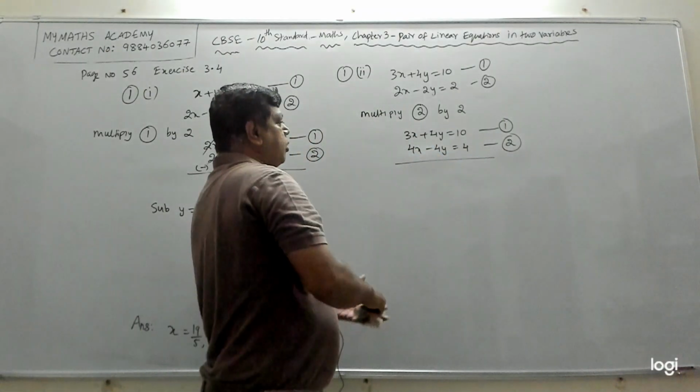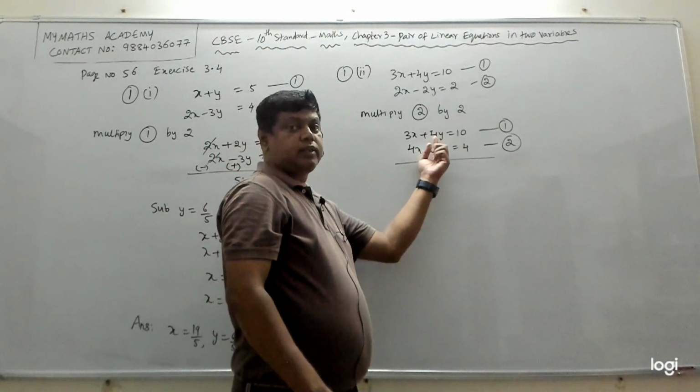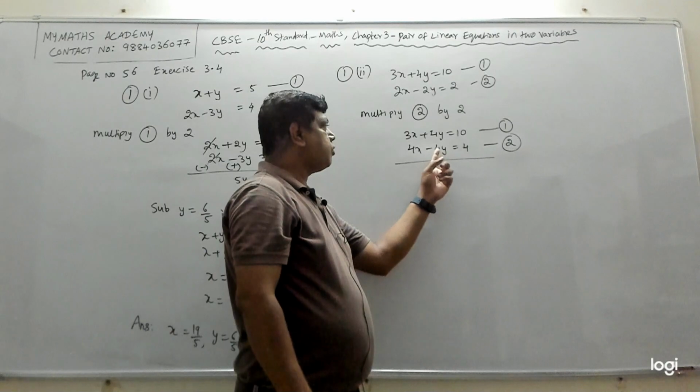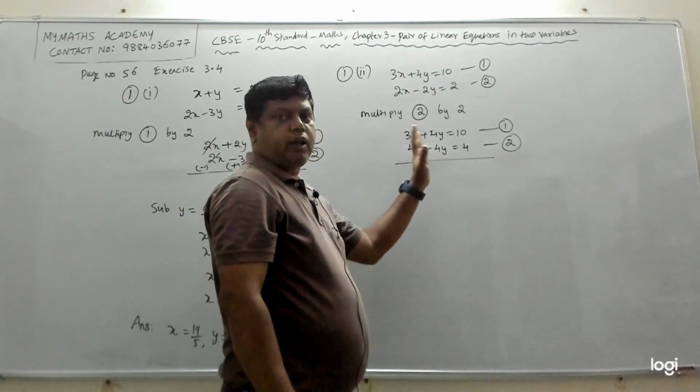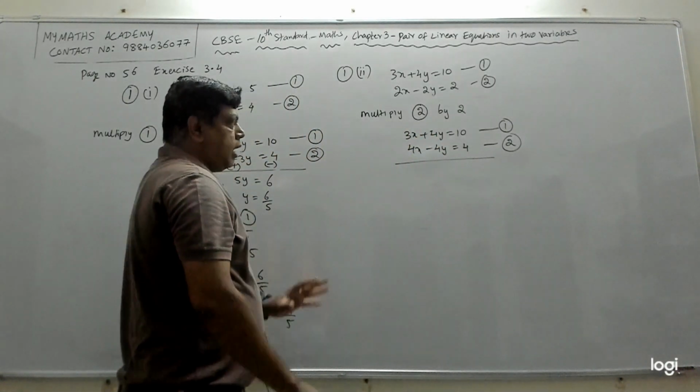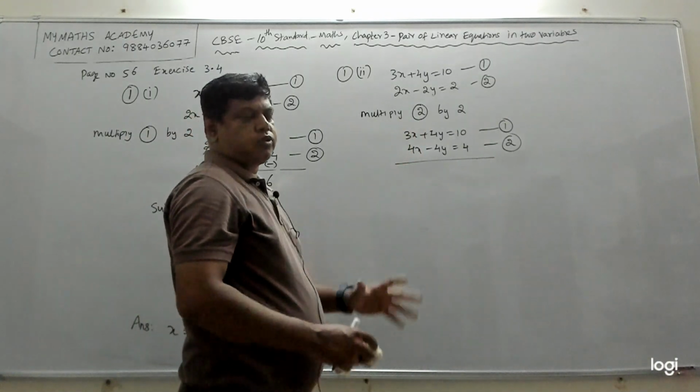Add or subtract. Now the coefficient of y has become the same, at least number wise. This is 4, this is also 4. Plus and minus can be okay. It can have plus 4, 4, it can have minus 4. As long as we get 4, 4, it's okay.